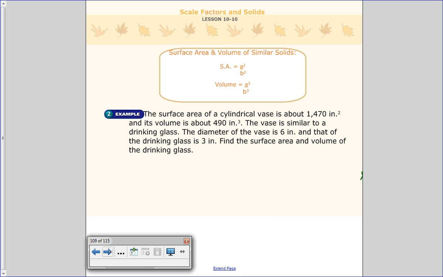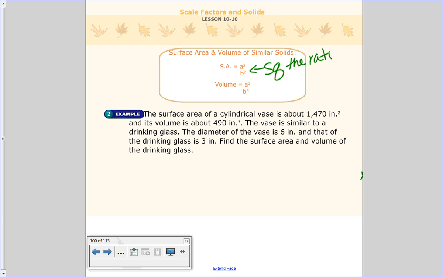Alright, so that's the first half of your lesson. Now, this is a new part, which I think is pretty neat, actually, once you get used to it. So how to find the surface area and volume of similar solids. Now, to find the surface area, whatever that scale factor is, or that ratio from the small to the big one, you're going to square it. So you end up squaring the ratio.